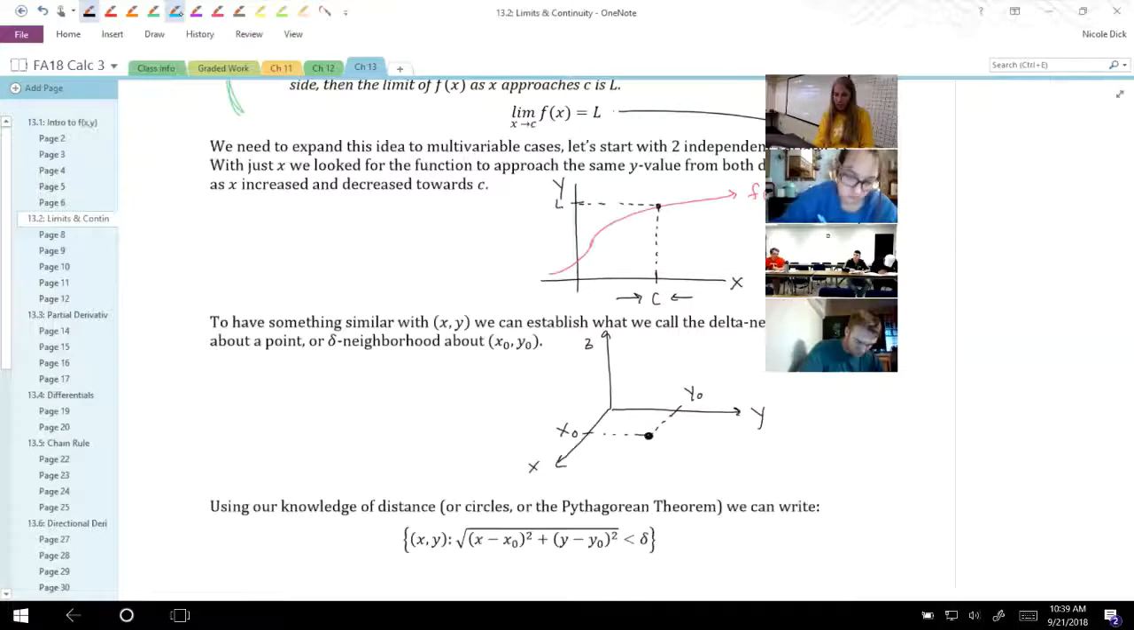So instead of just approaching c from the left or right, we're going to talk about approaching this point from a circle, which is called a delta neighborhood. You can imagine a little disk around this point, and that's where we're approaching from. Anywhere in that disk, we're getting closer and closer to this x0, y0 point, right?